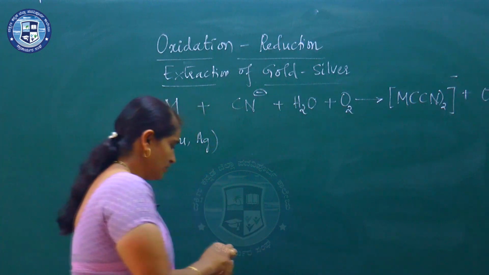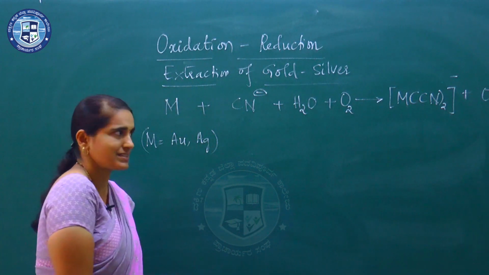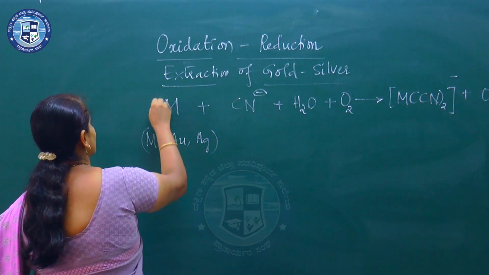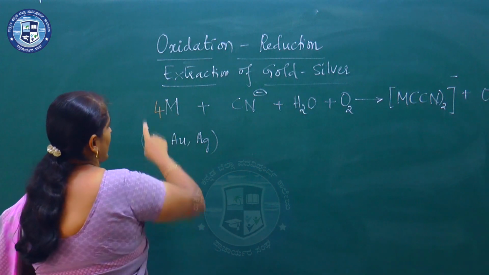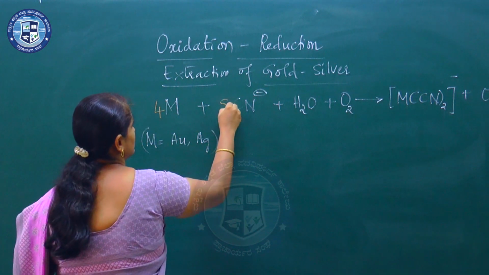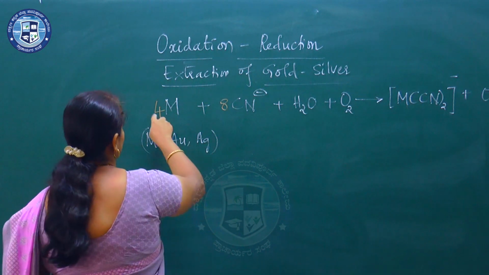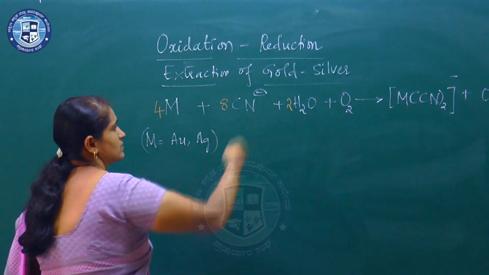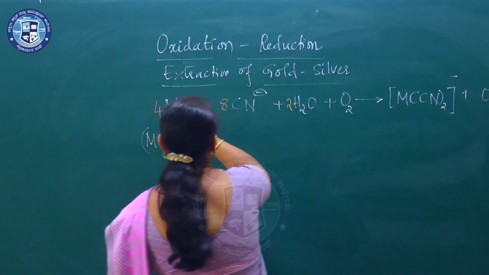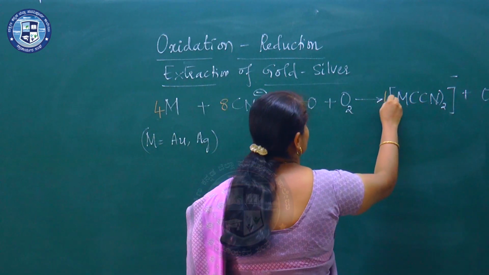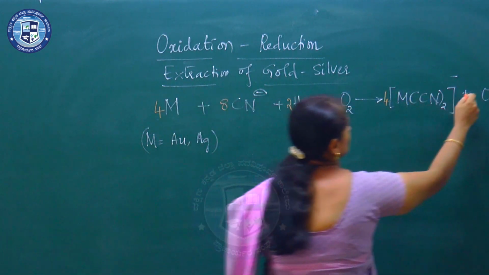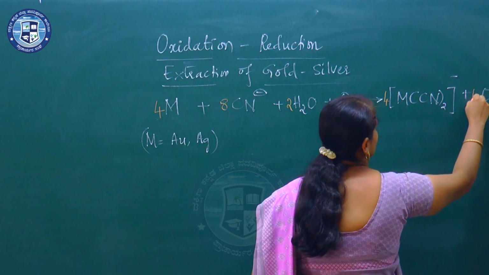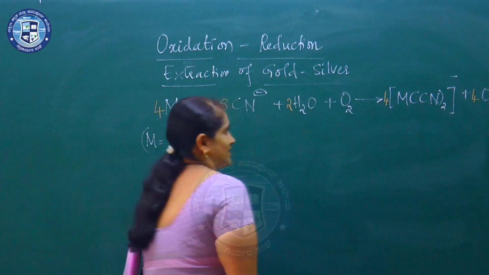Now I have told you to remember how to balance this equation also. So here we write 4, and we multiply that 4 by 2, which is 8, and we divide this 4 by 2, which is 2. So 4, 8, 2, and finally here I have 4M, and here also it is 4M(CN)2 minus, and here also it is 4 OH minus.